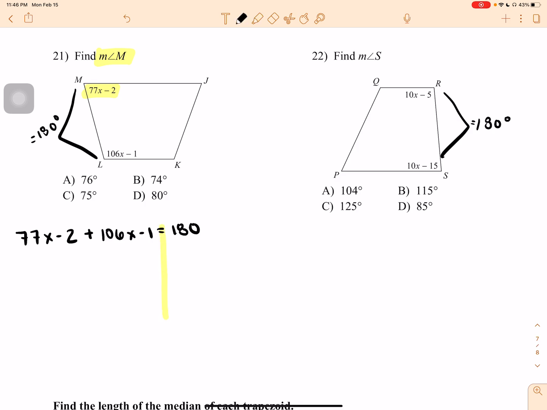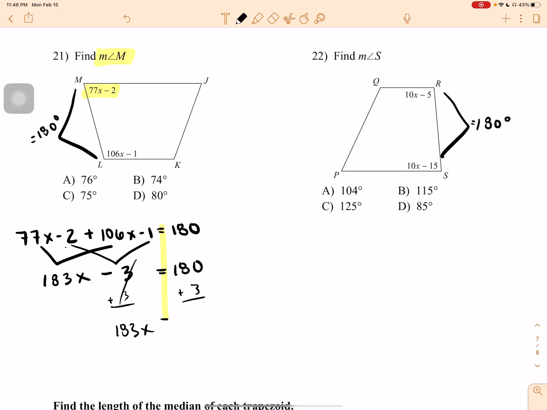And now I need to solve for x. 77x plus 106x is 183x. Negative 2 minus 1 is negative 3. That worked out nicely. Add 3 to both sides. We get 183x equals 183. Divide both sides by 183. x equals 1.